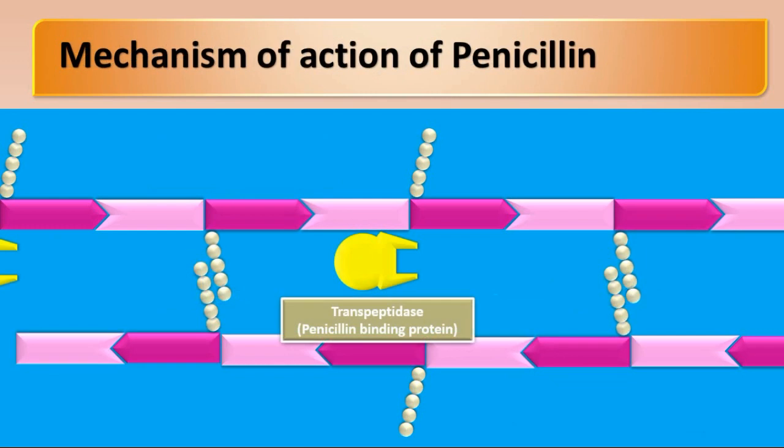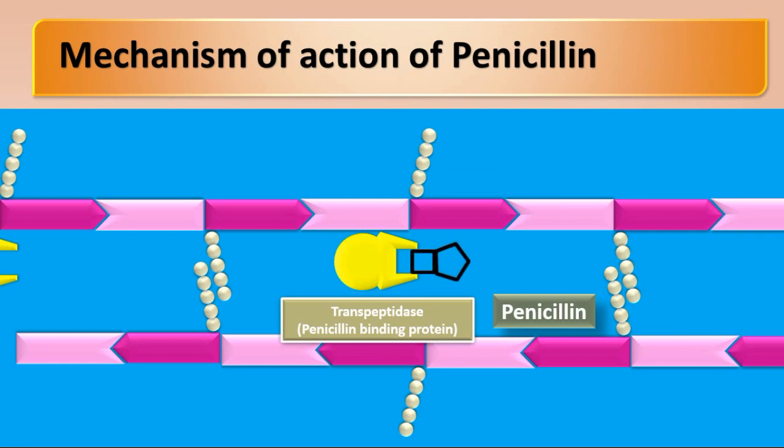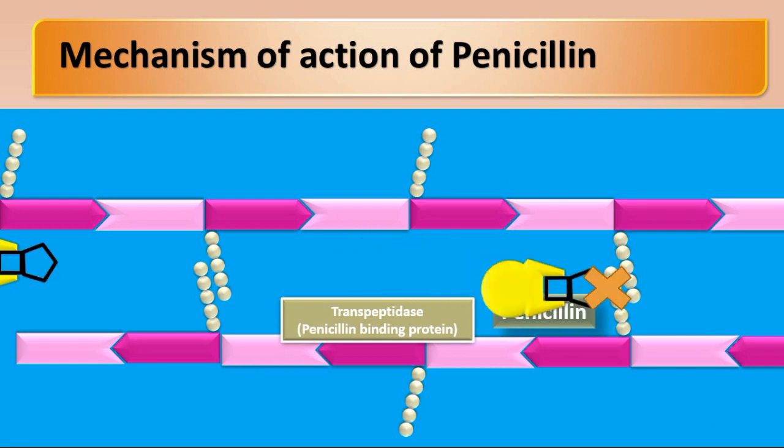Now we have to discuss the mechanism of action of penicillin. Penicillin has 2 rings in its structure: a 4-membered ring, also called the beta-lactam ring, and a 5-membered ring, also called the thiazolidine ring. The beta-lactam ring has an affinity to bind with the bacterial transpeptidase enzyme. Thus, it prevents cross-linking of peptidoglycan. Thus, it prevents the transpeptidation process and inhibits cell wall synthesis of the bacteria.